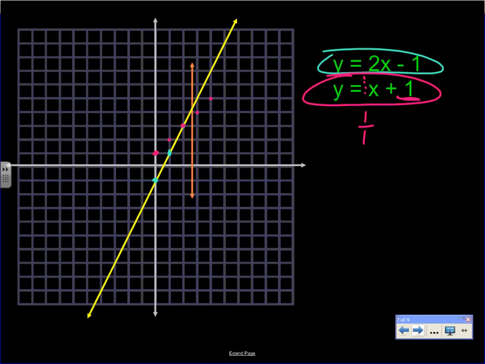Let's go ahead and graph our line. There we go.